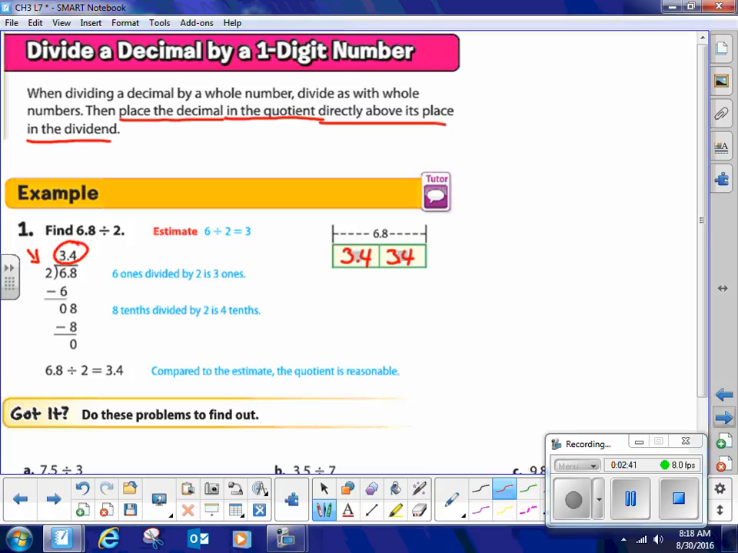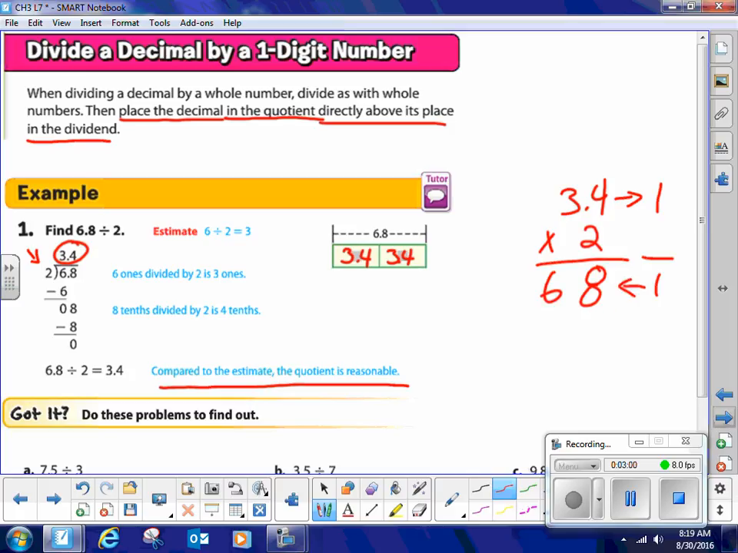All right, this is compared to the estimate. The quotient is reasonable. I have a better way of doing it. I check. Right, we take 3.4. We take the quotient and multiply it by the divisor. And as long as you do the math properly, you should come up with 6.8. Okay, that's how we check things. All right, if our work does not check, we need to go back and figure out exactly what we did.